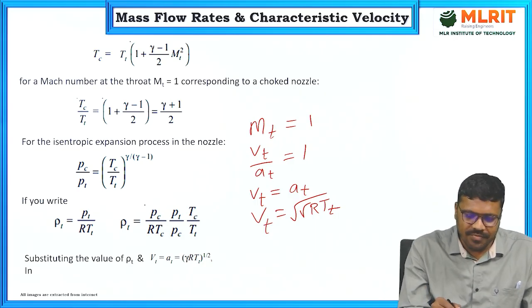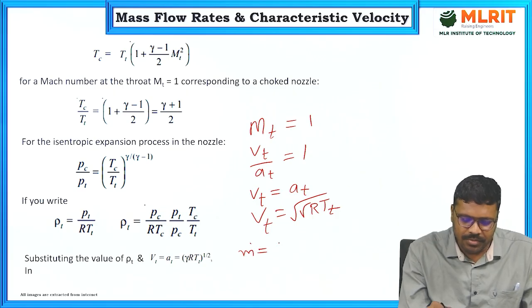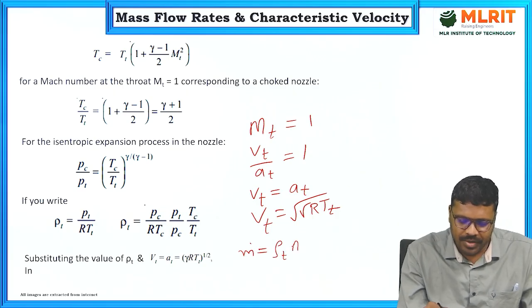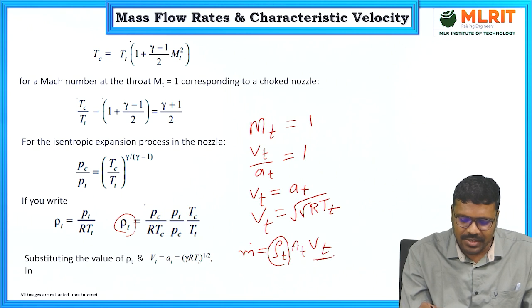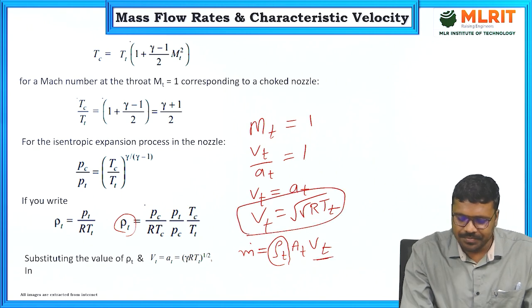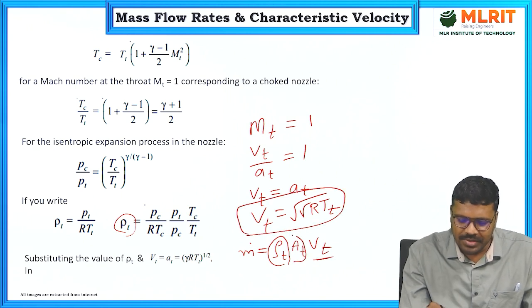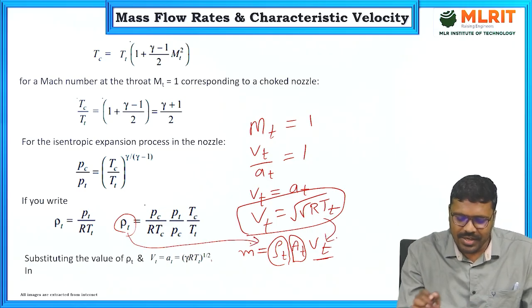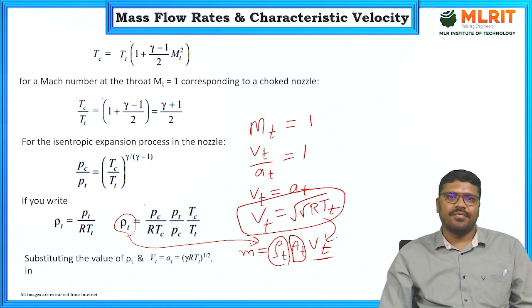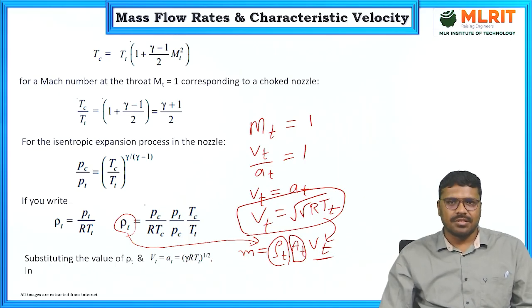So the basic equation for m dot is equal to rho t, At and Vt. So we got one equation in terms of pressure and temperature for rho t here, and we got another equation for velocity at the throat. This is another equation, and area we substitute as this. So if you substitute this rho t here and this Vt here, then we will get the final equation of mass flow rate through a nozzle in terms of temperatures and pressures. Let us write that equation now.